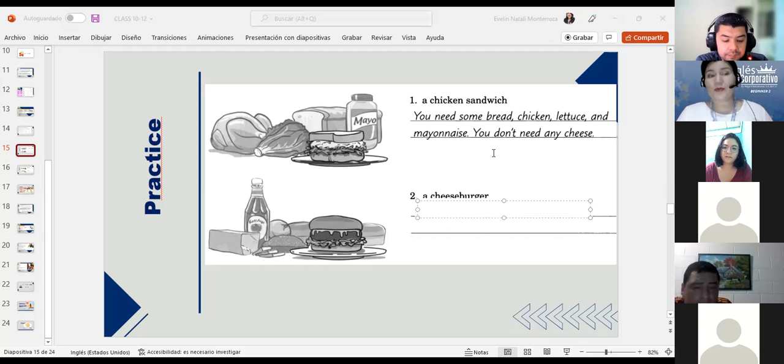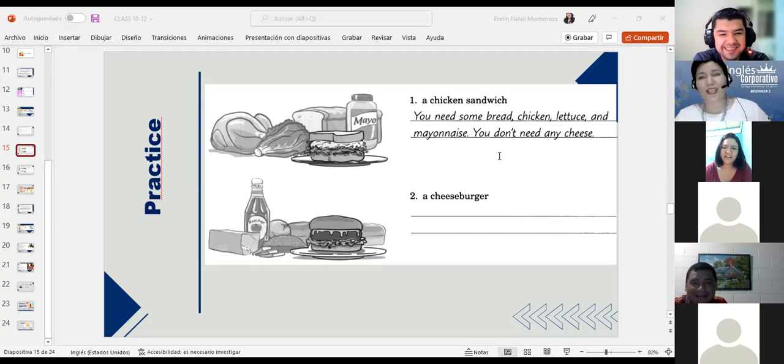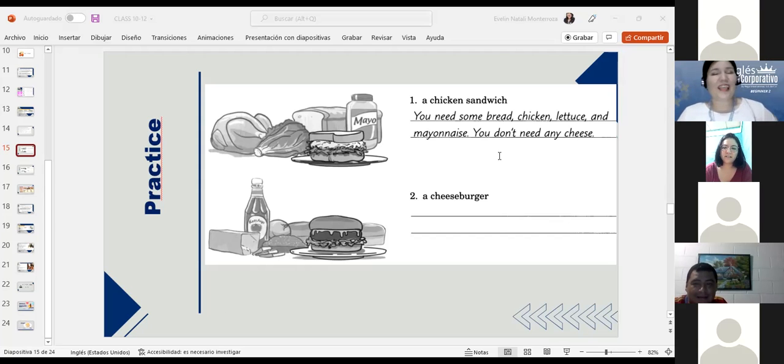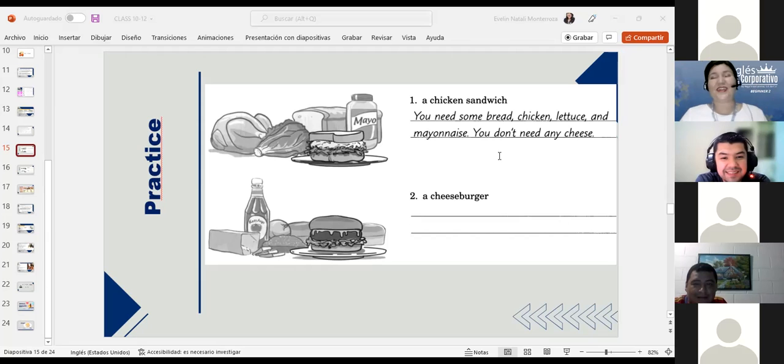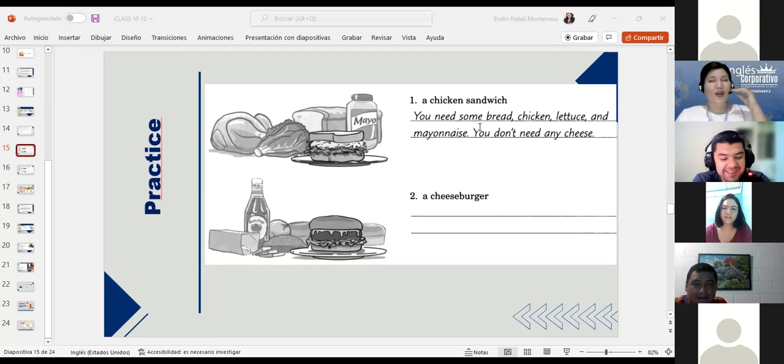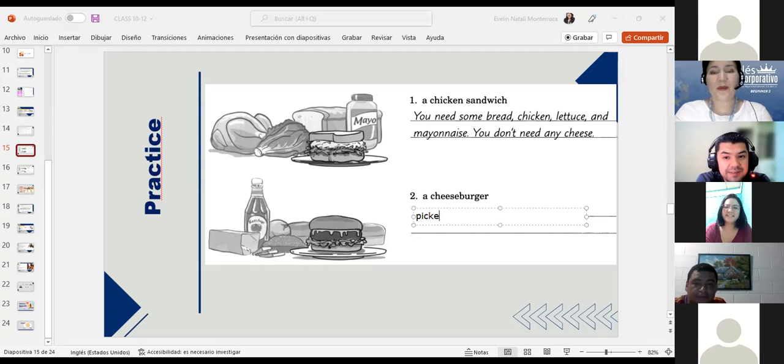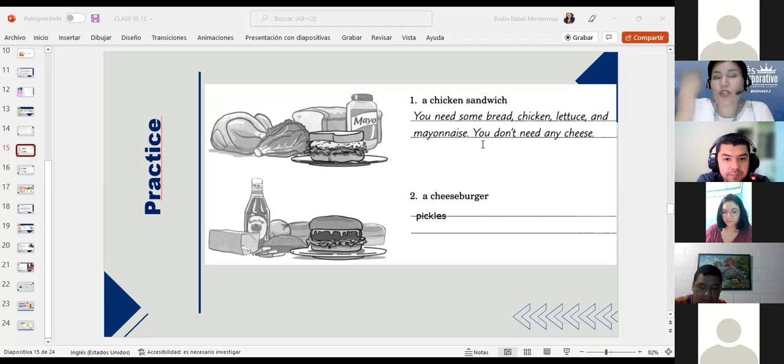Can be chicken. Chicken for a cheeseburger. Yeah, if you want to put chicken, then you can put chicken there. Potato chips, bacon. Good, very good. La Poderosa has everything. Onion, cucumber, pickles. You know what pickles are? Pickles, pepinillos. Well, so that is for a cheeseburger. And for sure, you need the potato chips because that is a must, right? A hamburger is a best friend of the potato chips.